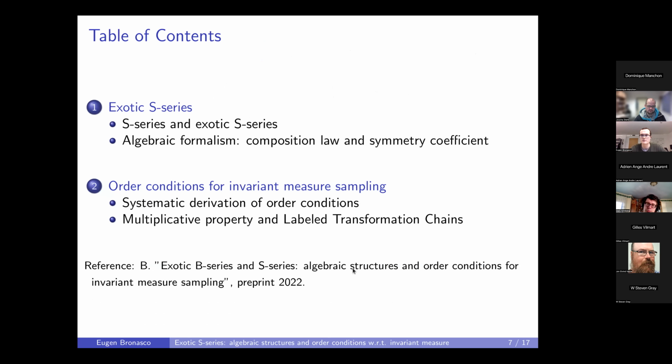Okay, so this finishes the preliminary section. So now the next 20, I guess 25 minutes, will be split in 2 parts. In the first part, we'll talk about exotic S-series, and we will define them and also study a bit their algebraic properties. And in the second part, we will discuss a certain theoretical algorithm which generates order conditions for invariant measure sampling. And we will also prove a certain property which says that the order conditions which were generated this way have a certain multiplicative property, which allows us to say that some order conditions are satisfied automatically.